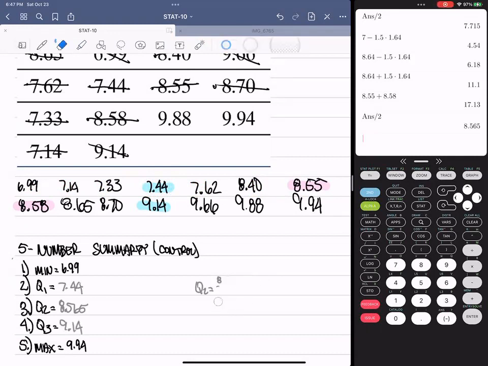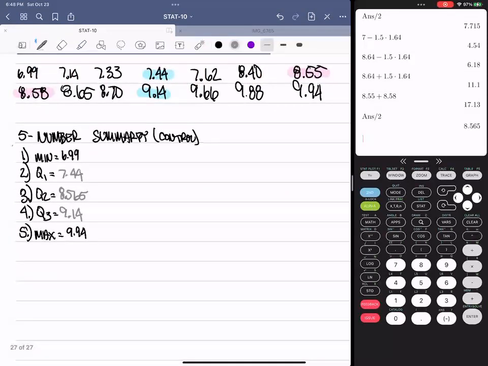Just like we did with the other data set, we're going to find the lower fence and upper fence here too. So let's just start that part out. So IQR, interquartile range, is going to be Q3 minus Q1. Q3 is going to be 9.14. Q1 is 7.44. So we have 9.14 minus 7.44. And that gives us 1.7.